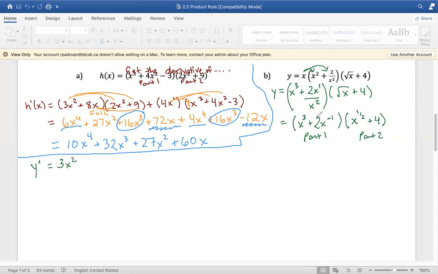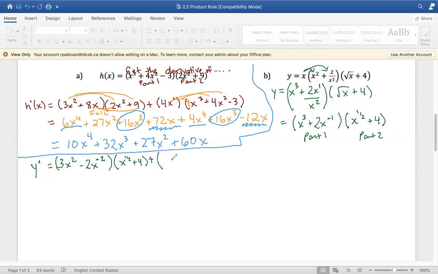I have -1 that goes in front multiplied by 2, so that's -2. And then I'm subtracting 1. So -1 subtract 1 would be -2 as the exponent now in brackets, copied out and multiplied by the second part. So x 1/2 plus 4 plus sign, right?